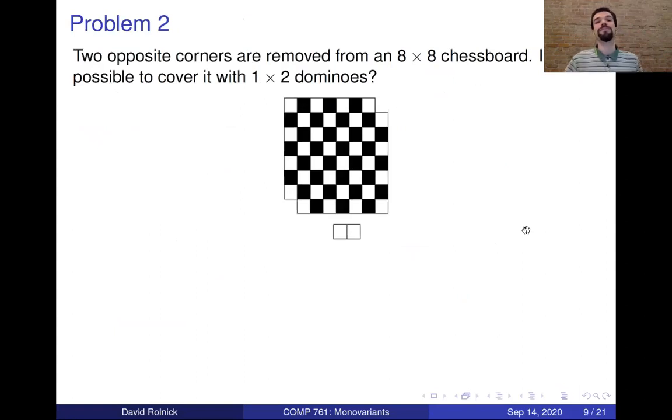Let's look at another problem. This is a classic for invariance. 2 opposite corners are removed from an 8x8 chessboard. Is it possible to cover it with 1x2 dominoes? So here you see an example of the chessboard with the corners removed and a domino that you could use to cover some of the squares. But you're going to need a bunch of the dominoes. The dominoes can't overlap, and they can't cover anything but the chessboard.